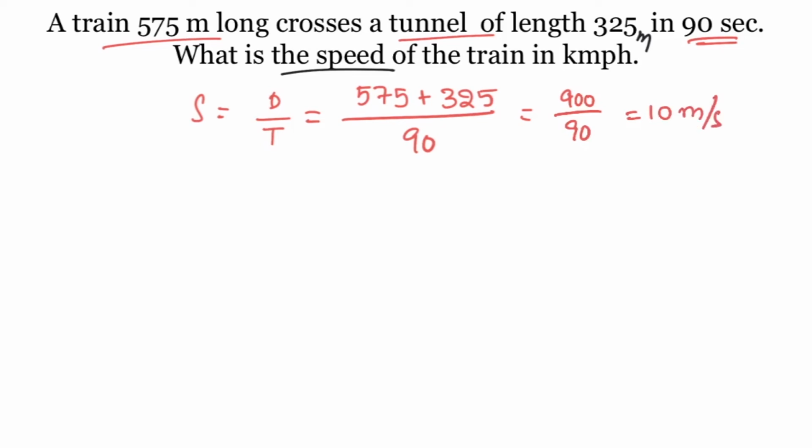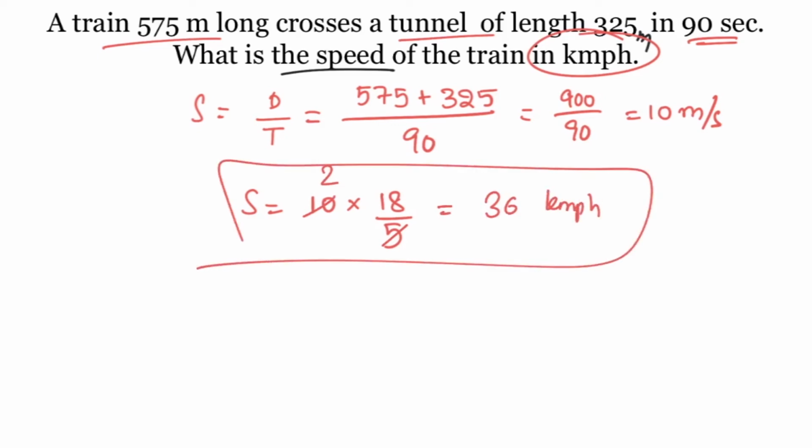Speed is 10 meters per second, but speed is required in kmph. To convert into kmph, multiply with 18 by 5. 5 2 times 2 into 18, 36 kilometers per hour. So speed of the train is 36 kmph.